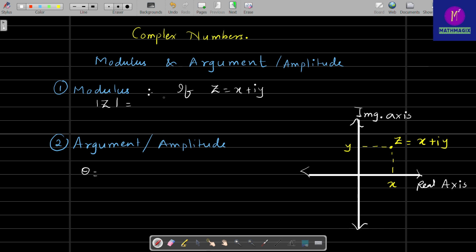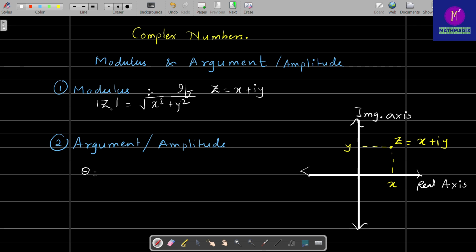In this lecture, we will talk about modulus and argument, which is also called amplitude. So what is the modulus of a complex number z? If z is equal to x plus iy, the modulus of z is nothing but the square root of x square plus y square. Please be careful, it is only the square of the real part and the imaginary part. We are not taking i here or i square here. So just take care of that.